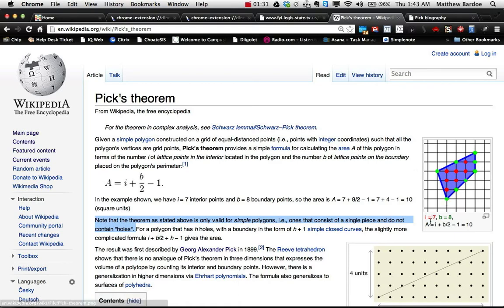You can see in this example over here, there are 7 points on the inside, there are 8 points on the boundary. 7 plus 4 minus 1 is equal to 10.